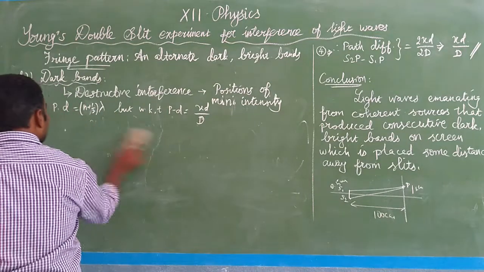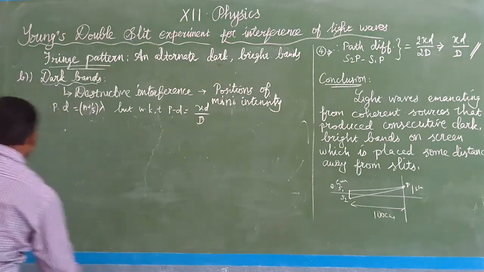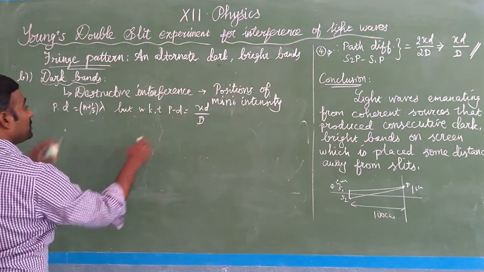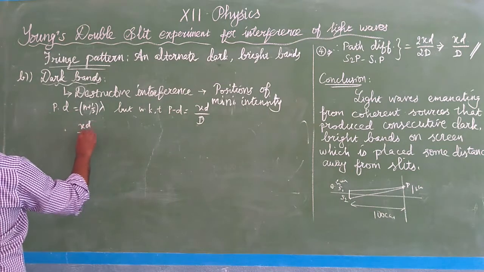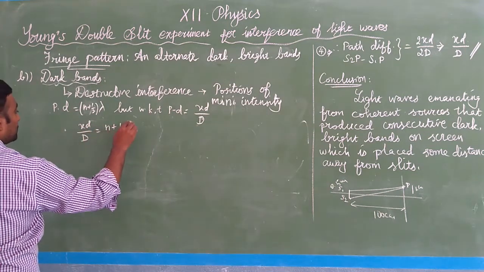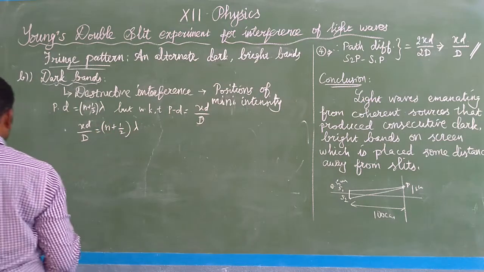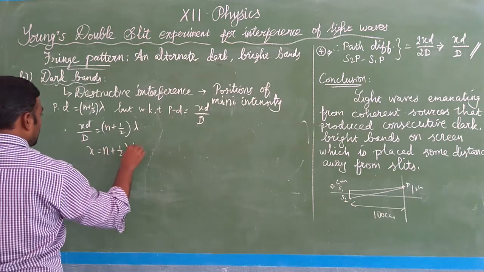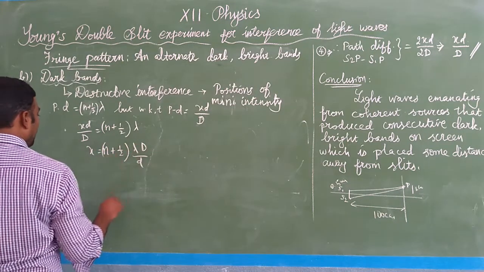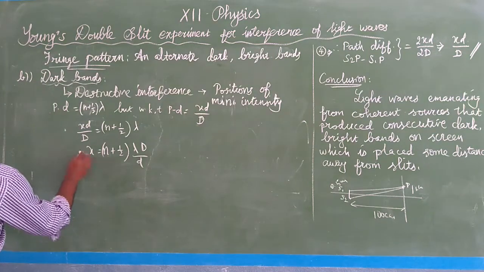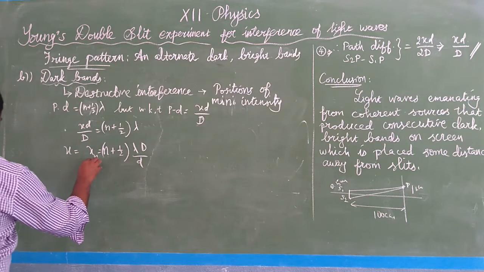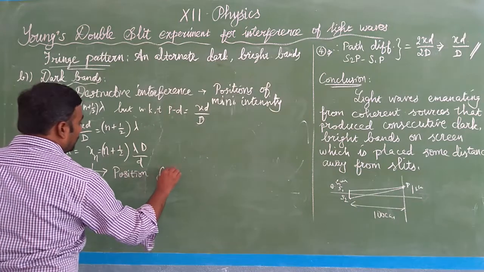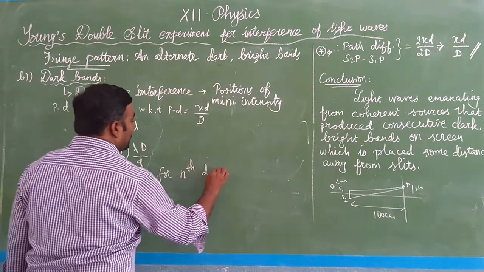Then compare both the equations, what will you get? Comparing both the equations, the path difference is equal on the left hand side in both. So equating the right hand sides, xd by D is equal to n plus 1 by 2 into lambda. Okay, so x is equal to n plus 1 by 2 into lambda D by d. So this is the position for the nth dark band.